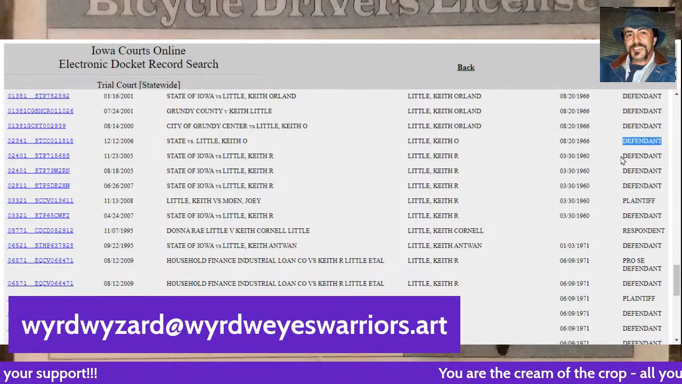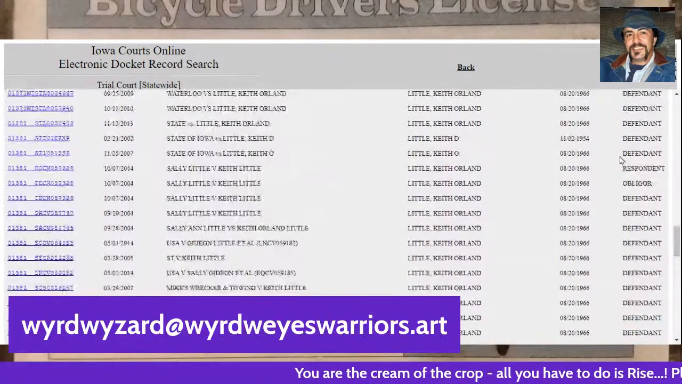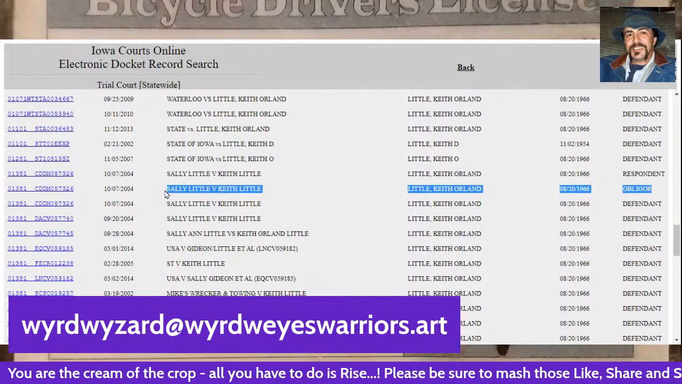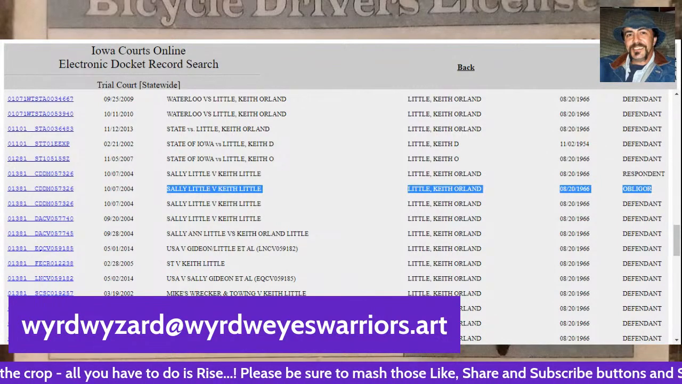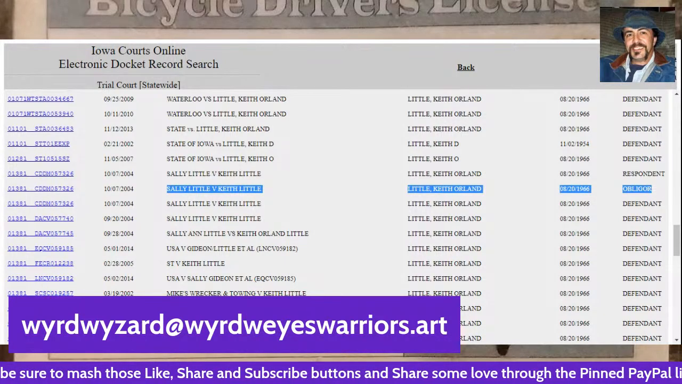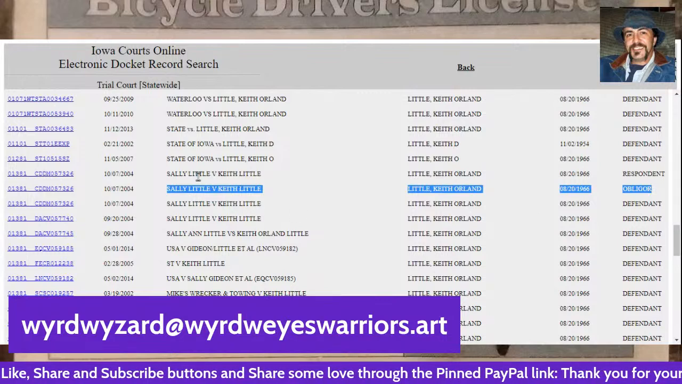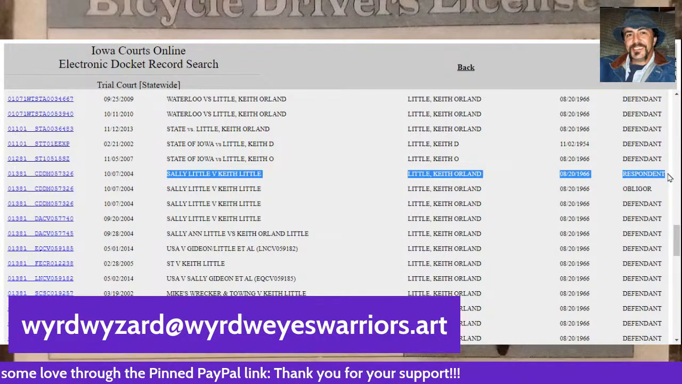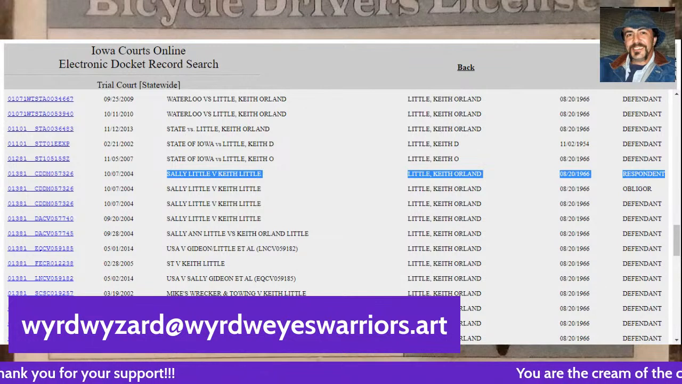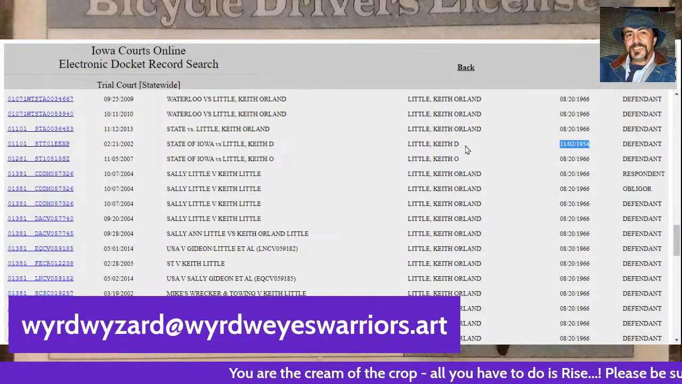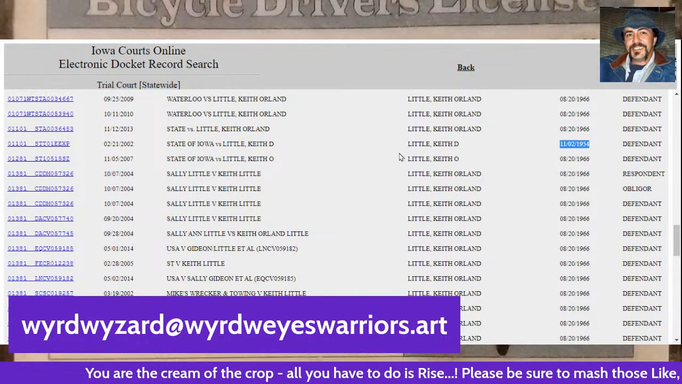Now look over here and it tells you how they named the person. Remember, I've spoken about the obligor number. Sally Little versus Keith Little. That was the divorce. And notice how they put it under obligor. Notice this one, same case. They put it as respondent. So they have identified the same person as 2 different people, respondent and obligor. Okay, this is evidence of their fiction. And look here, there's another one that's not the same one. It's Keith Little, or Little Keith D. So there's another one under him.